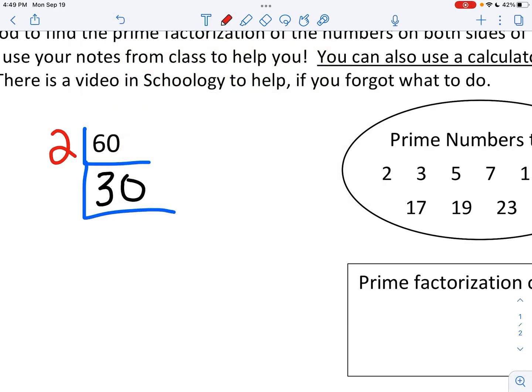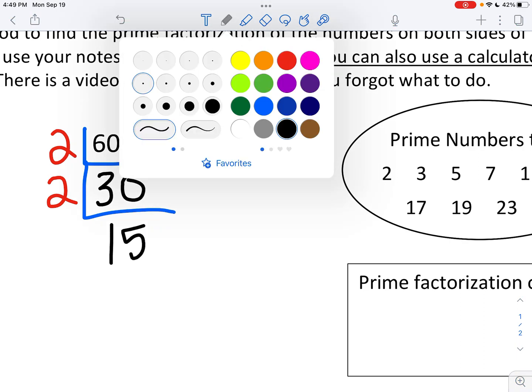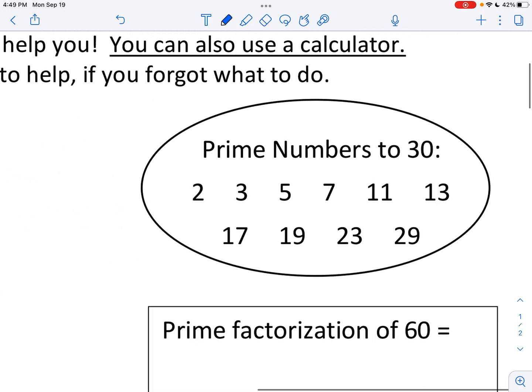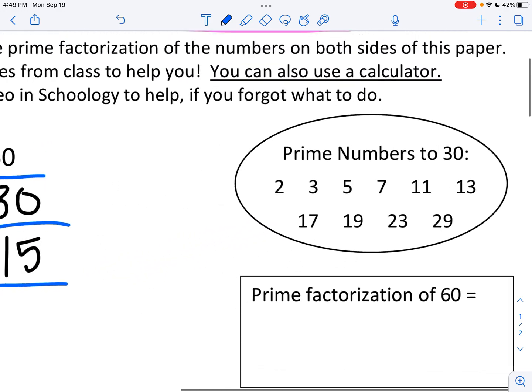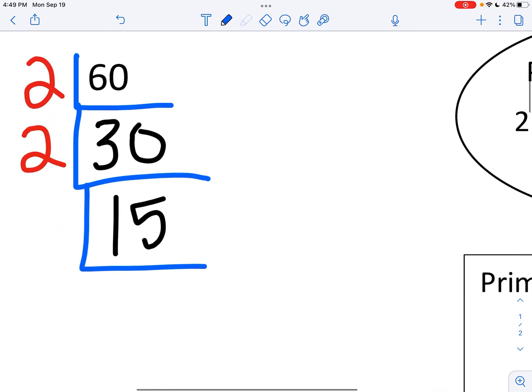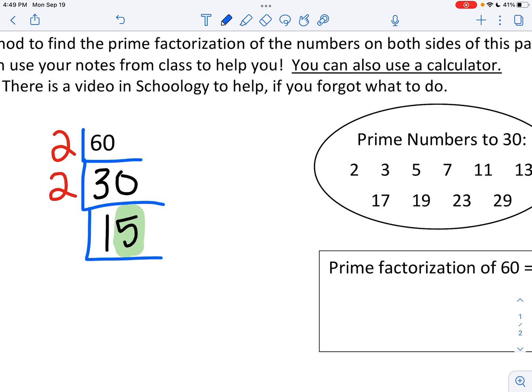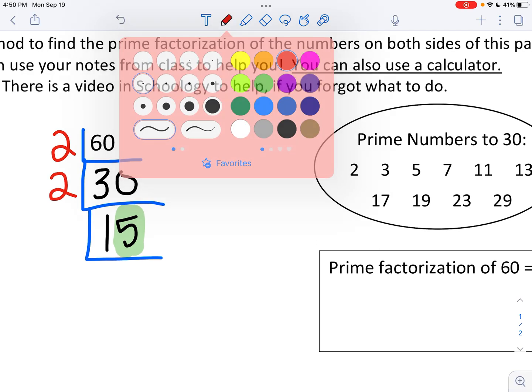And 30 could be divided by 2 because that last digit is a 0. So I'm going to divide by 2. 30 divided by 2. Punch, punch, punch in my calculator. The answer is 15. Right. And 15 I don't think is in this prime number chart. Nope, it's not there. But I see that 15 ends in 5. So with our divisibility rules, that means we can divide 15 by 5.